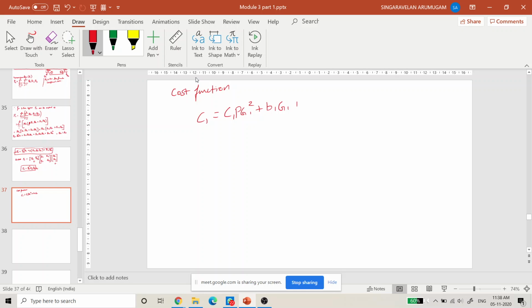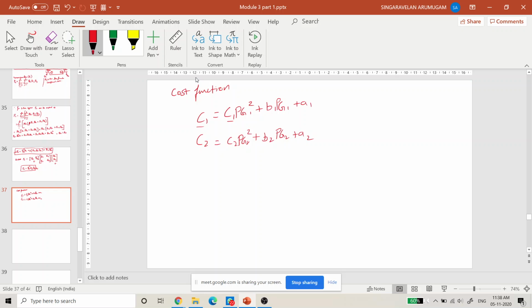plus A1, I mean that is PG1 A1, and then C2 is equal to C2 PG2 square plus B2 PG2 plus A2. So this C is different, this C is different, this is cost and this is a constant we are getting from the graph, the heat rate curve graph. So don't get confused. So this is the cost function for 2 bus system.